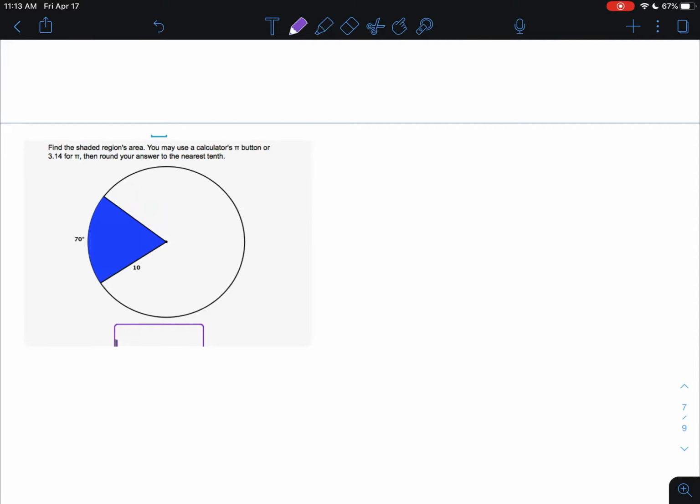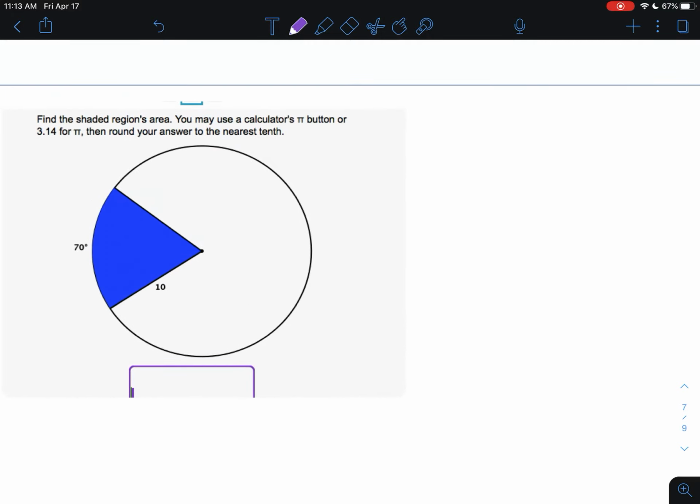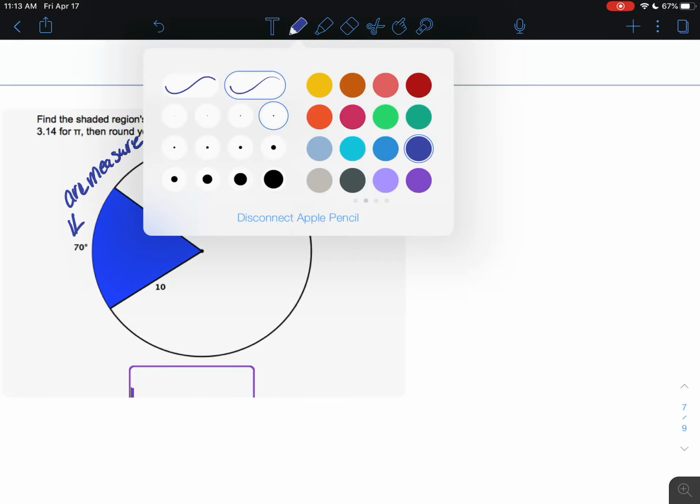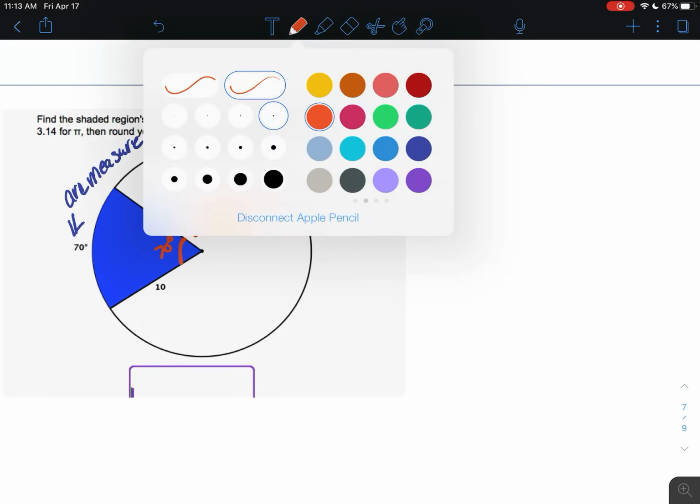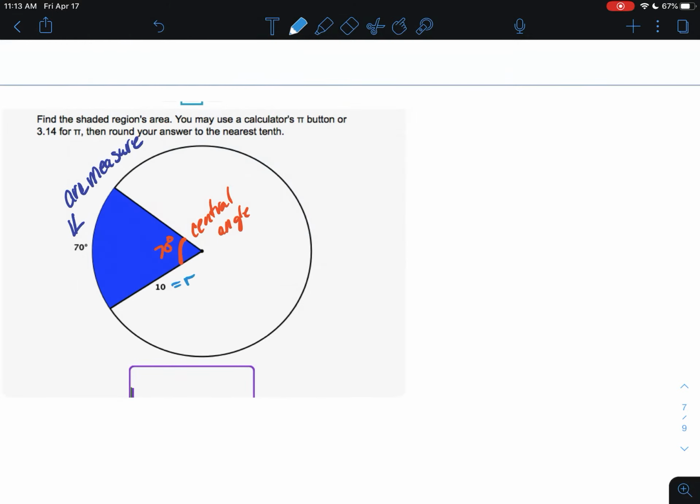Okay, for a circle, there's a couple of things to note on here. First of all, they give us the arc measurement, and the arc measurement is 70 degrees. Also, just for future note, if the measurement of the arc is 70 degrees, our angle here is also 70 degrees, our central angle. And they also give us our radius, which is 10.